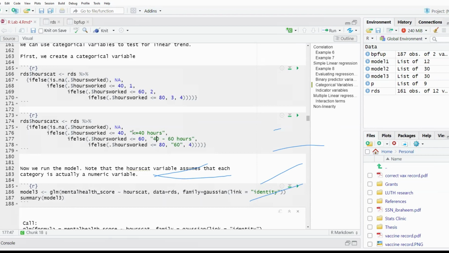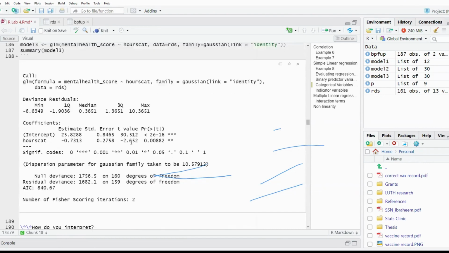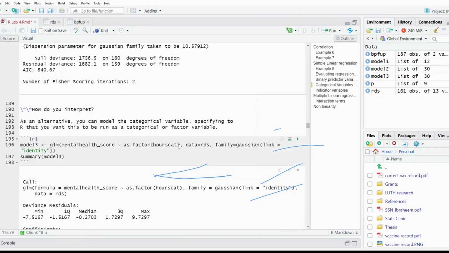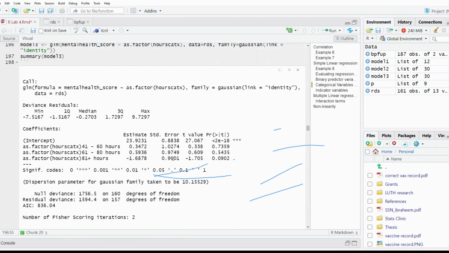Okay, just for simplicity: 1, 2, 3, and then here we will say 31. Okay, so let's run this. All right, can you try to interpret this now? I think this is easier.